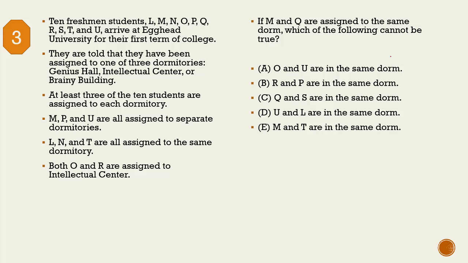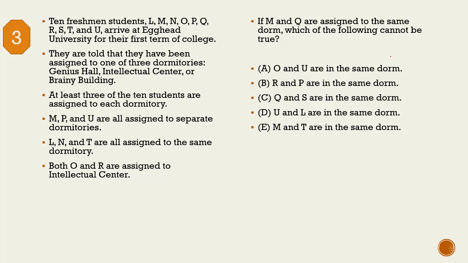10 freshman students L, M, N, O, P, Q, R, S, T and U arrive at Egghead University for their first term of college. They were told that they have been assigned to 3 dormitories, which are Genius Hall, Intellectual Center or Brainy Building. At least 3 of the 10 students are assigned to each dormitory.